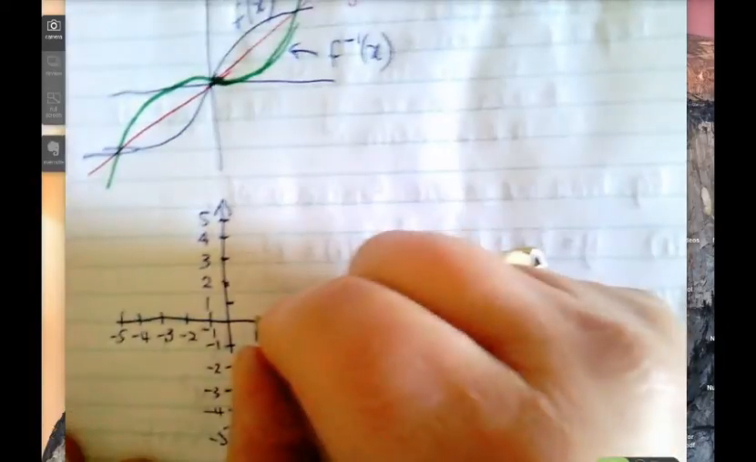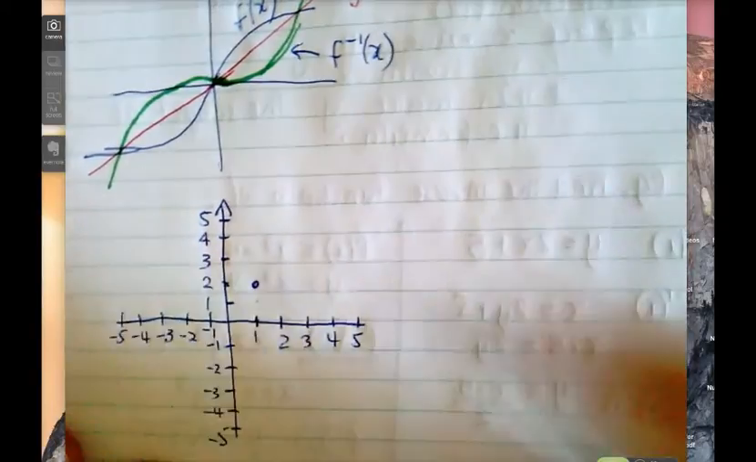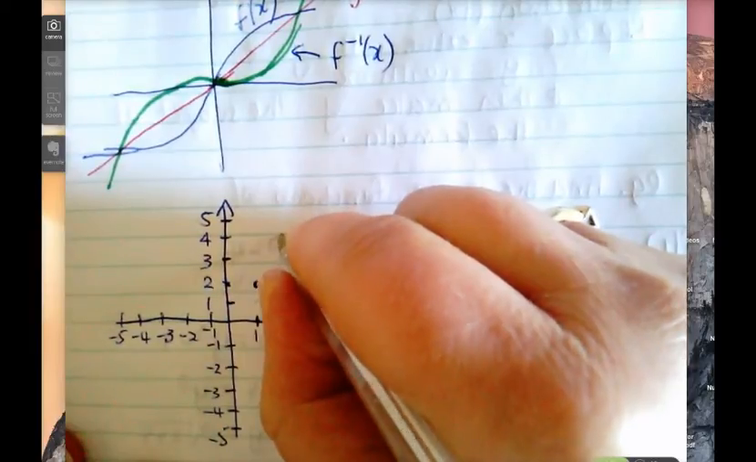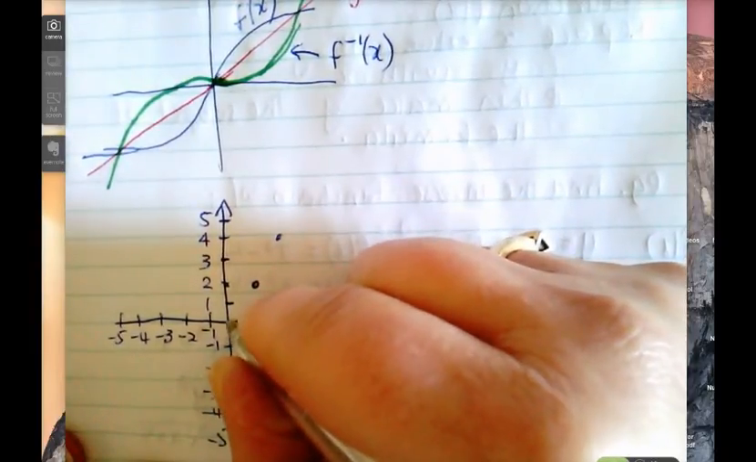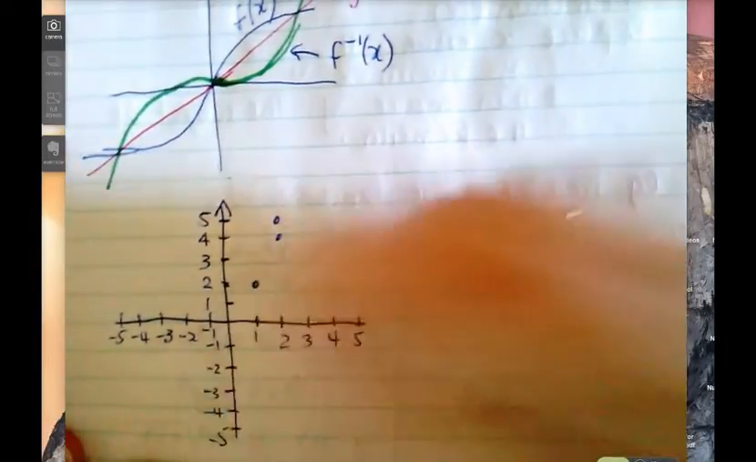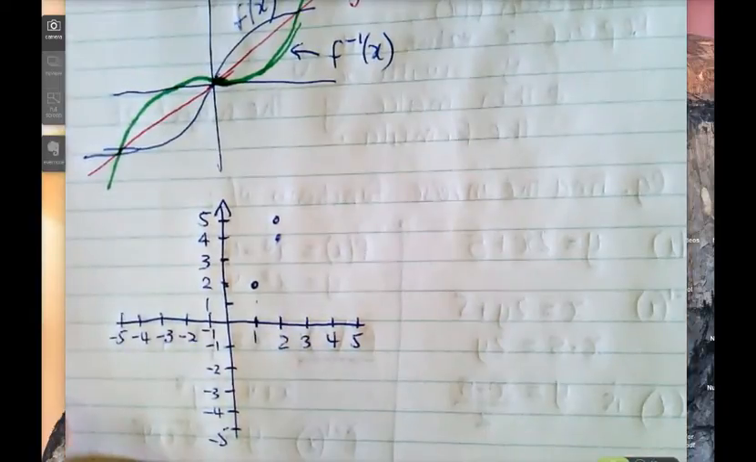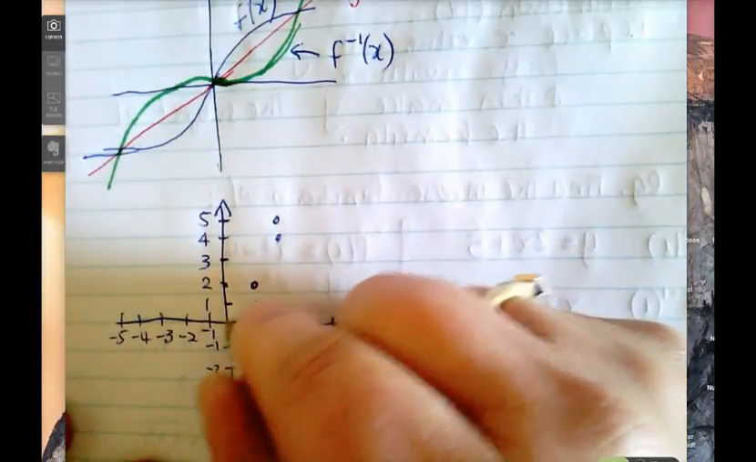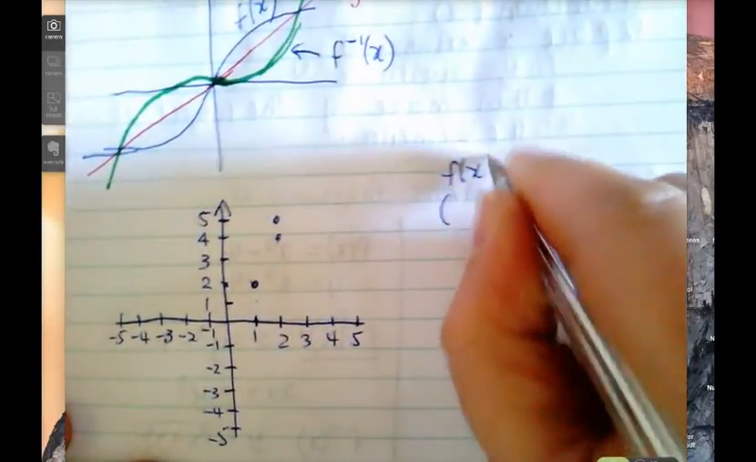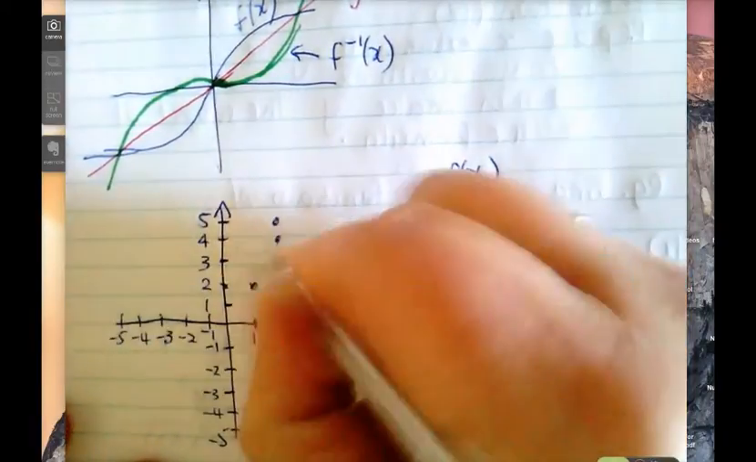Let's say it passes through the point (1, 2). And then it's going to pass through the point (2, 4). Oh, that's a straight line. Can we make it (2, 5)? (2, 5). Okay, so get rid of the (2, 4). It's going to pass through the point (1, 2). So I've got the original function here. Function of x passes through (1, 2). It passes through (2, 5).